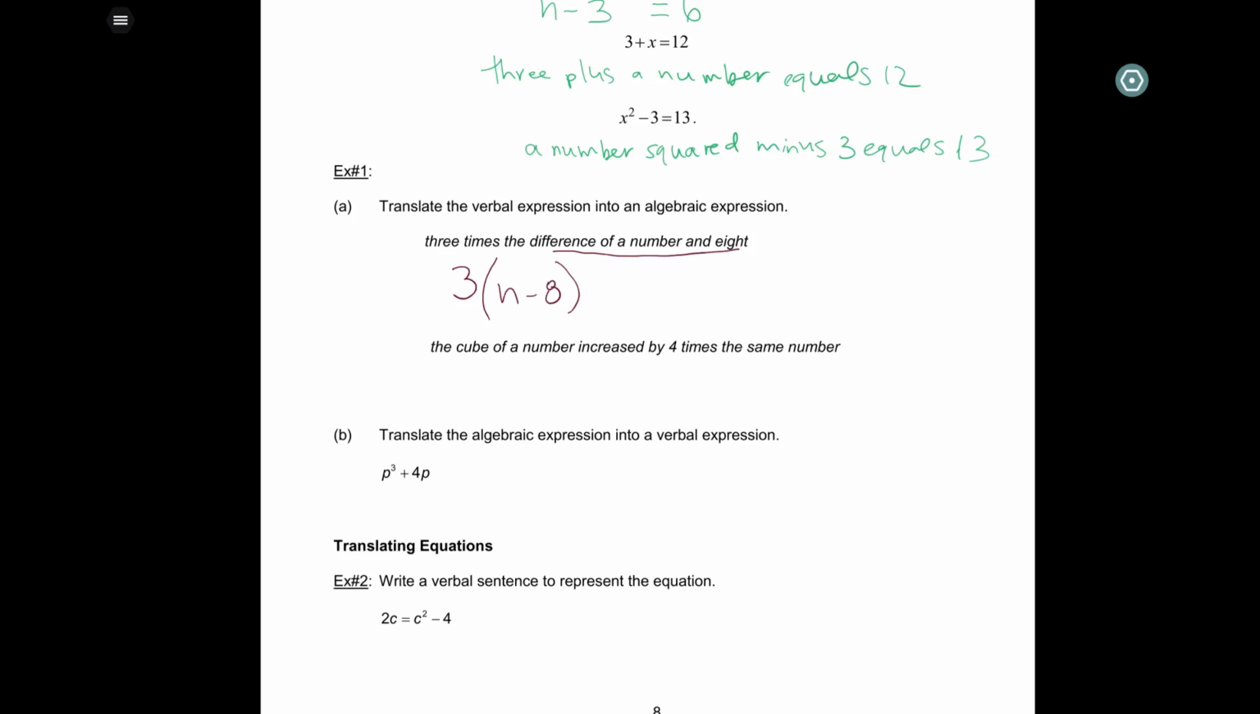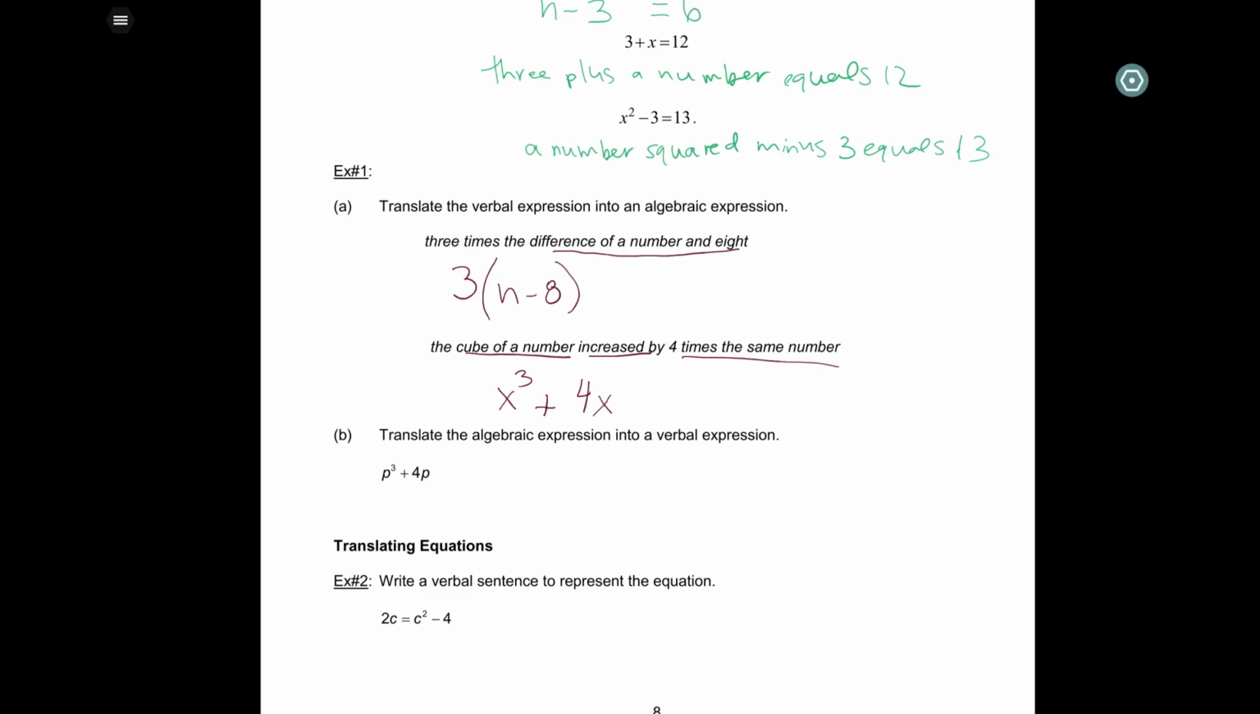The next one is the cube of a number increased by 4 times the same number. So the cube of a number, so I'll just do x to the third, increased by 4 times the same number. So increase is added, 4 times that same number. So 4 times that same number is 4x. Increased is the add, and then cube of a number, x cubed.